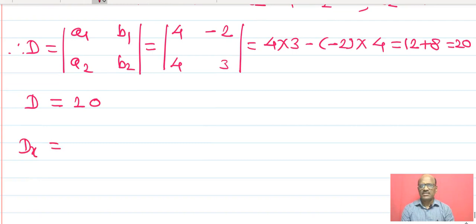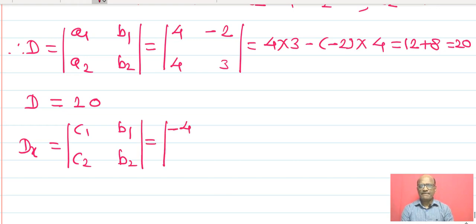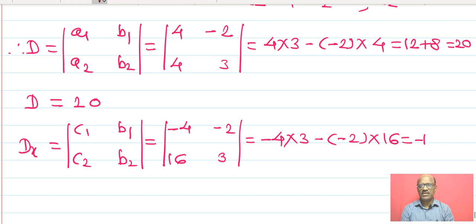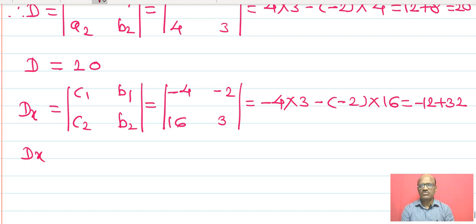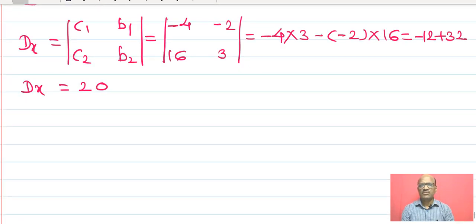Next, Dx is equals to c1, b1, c2, b2. That is minus 4 minus 2, 16, 3. That is minus 4 into 3. Minus in bracket minus 2 into 16. That is minus 12 plus 32. Therefore, Dx is equals to 20.